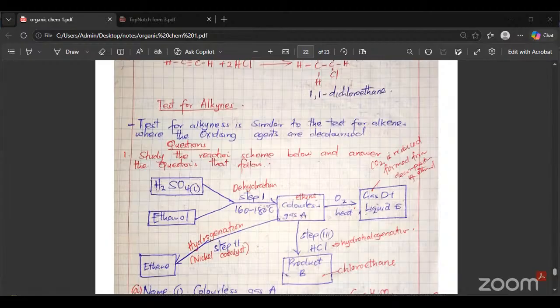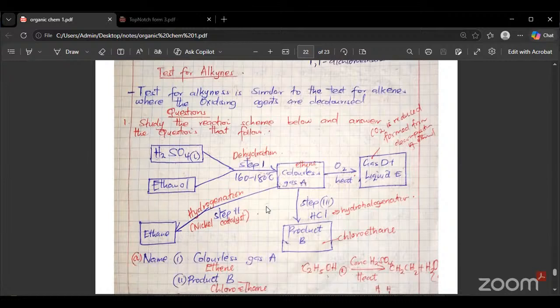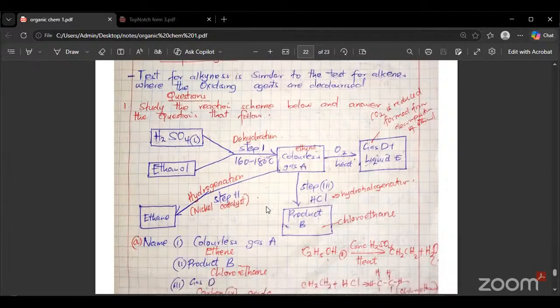So let me wrap this one so that I can come back to it, and then I can show you the summary. I have a summary. I think the summary is in the top notch, which we'll open and then we see. So name colorless gas A. You have that one, ethene. And then the equation has been written.